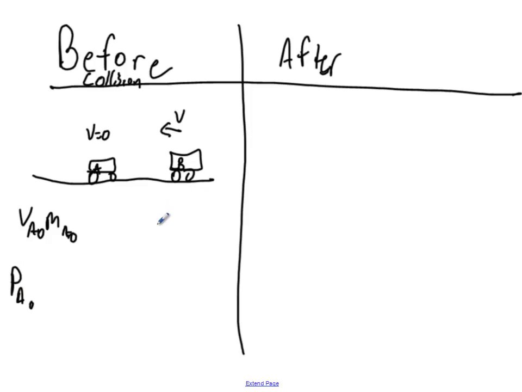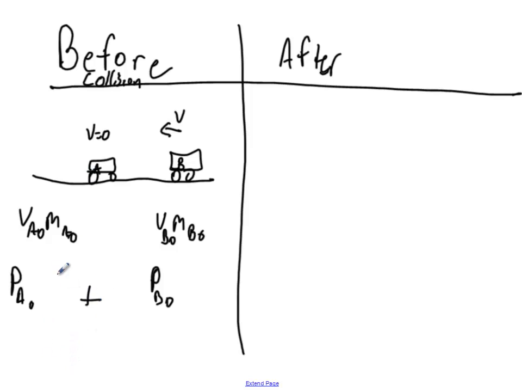And over here I'm going to have the velocity of cart B times the mass of cart B, and again these are initial because this is before the collision, and I can multiply those and I get the momentum of cart B, initially. Now the total momentum of my system is the sum of these things.